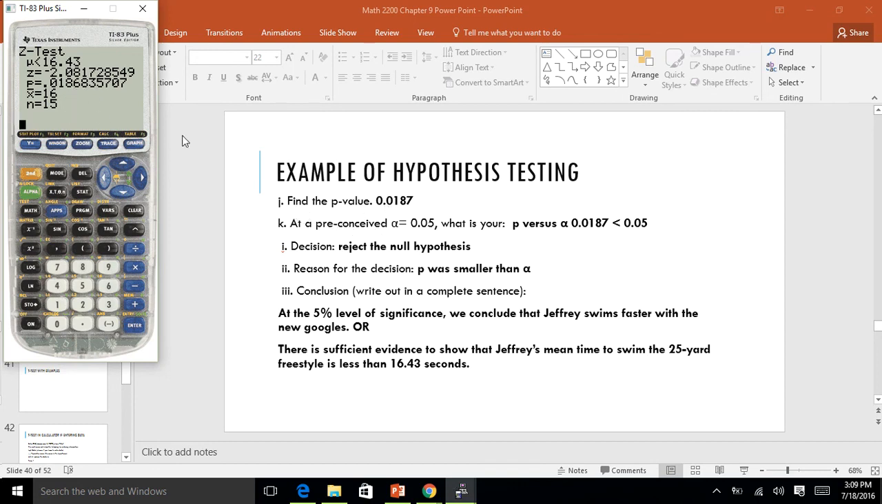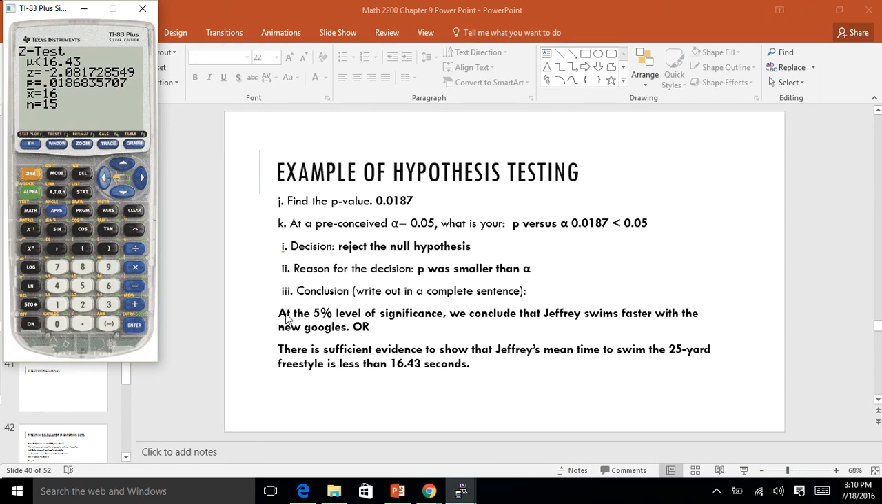Find your p-value. I got 0.01868, so I rounded to 0.0187. At the preconceived level of significance of 0.05, what is your decision? I went up here and said p versus alpha. 0.0187 is a lot less than 0.05. Because p is smaller than alpha, I have to reject my null. If I reject my null, that means I'm keeping my alternative.